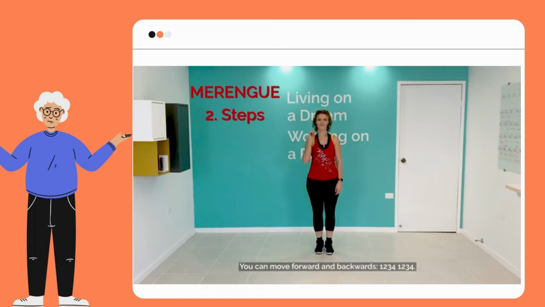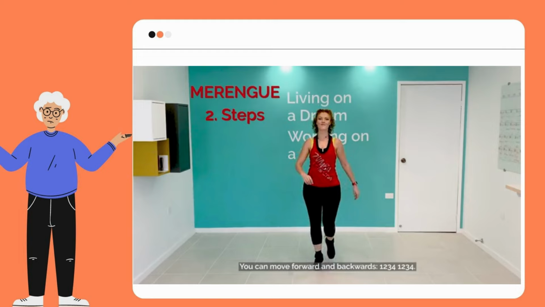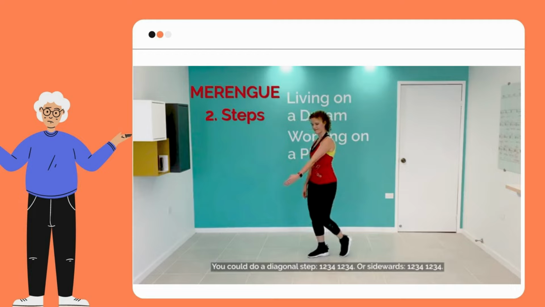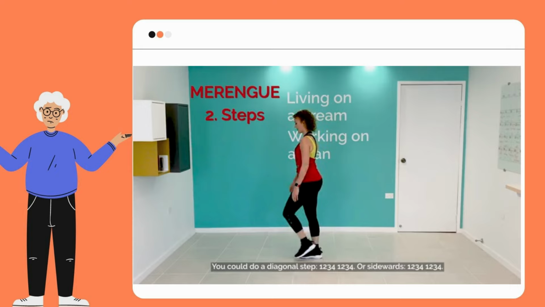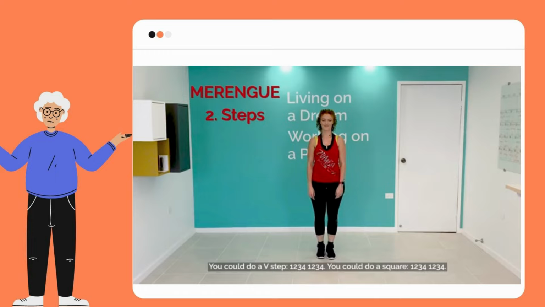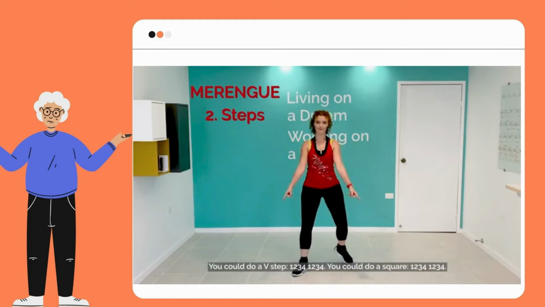You can move forward and backwards. 1, 2, 3, 4, 1, 2, 3, 4. You could do a diagonal step. 1, 2, 3, 4, 1, 2, 3, 4. Or sidewards. 1, 2, 3, 4, 1, 2, 3, 4. You could do a V step. 1, 2, 3, 4, 1, 2, 3, 4.